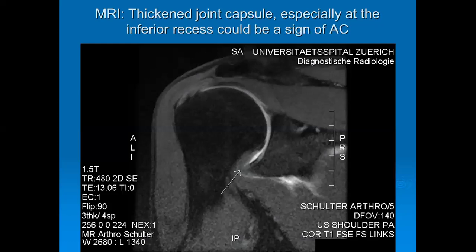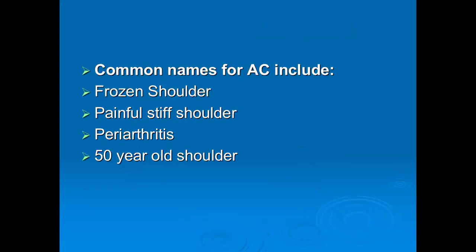Then we discussed the MR characteristic of adhesive capsulitis. This is the chicken joint capsule, which is the cardinal sign on the MR for adhesive capsulitis. Then we discussed what other names can be used and are available in the literature.